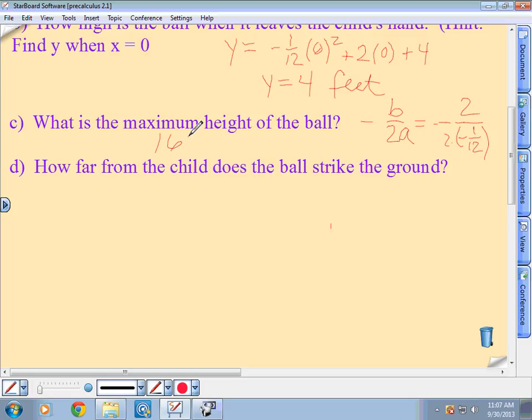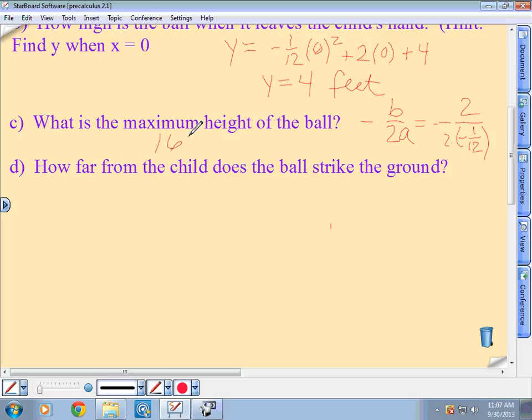Gotcha. How far from the child does the ball strike the ground? That's just a 0 for my y value, okay? So I took my original equation and put y equals 0 and solved it for x. I'd use my quadratic formula, and I'll get some crazy number when you do the square root, and it comes out to 25.86 feet ahead, okay? So the quadratic formula is coming. Do I need to prepare myself for that?